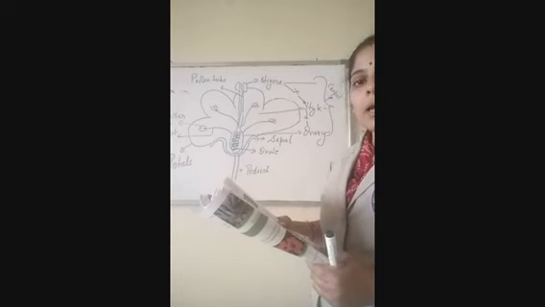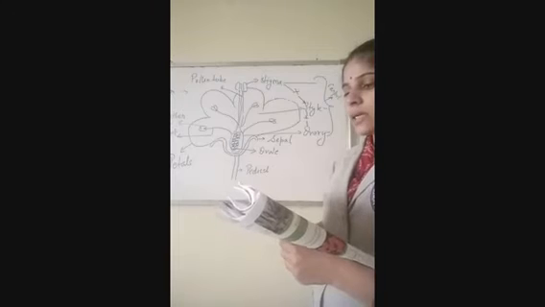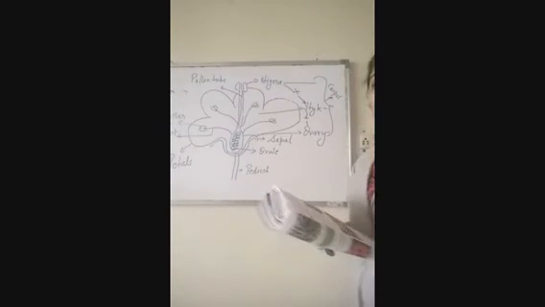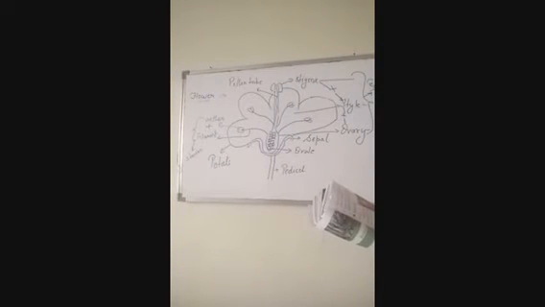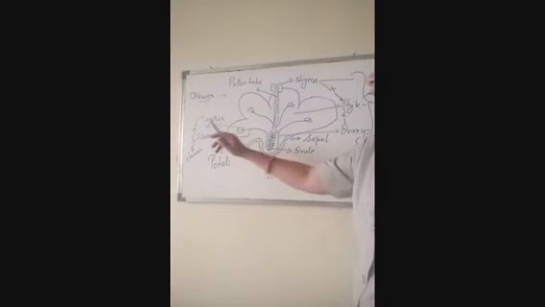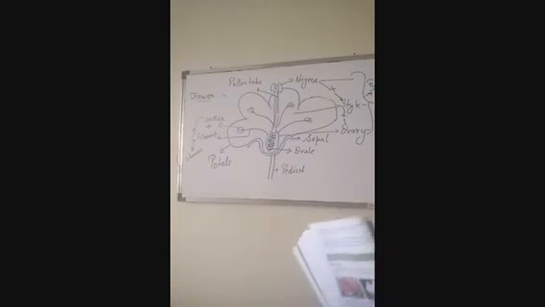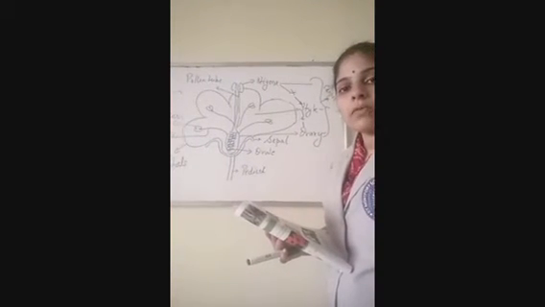It is the female part of the flower. So the female part of the flower consists of stigma, style and ovary. Now students, just go through the diagram properly. See the diagram. Here you can see the anther plus filament, and this is your stamen. I hope you have understood the video and the parts of the flower.